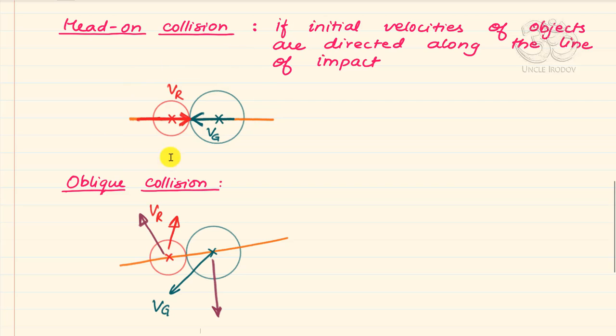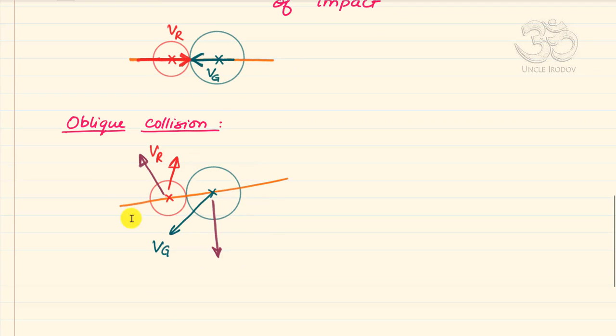Now first, we will start off with an analysis of one-dimensional head-on collision. Head-on collisions can be said to be one-dimensional all the time. So everything will happen along the line of impact. So we will start with a head-on collision, one-dimensional collision. Then we will go on to an oblique collision.